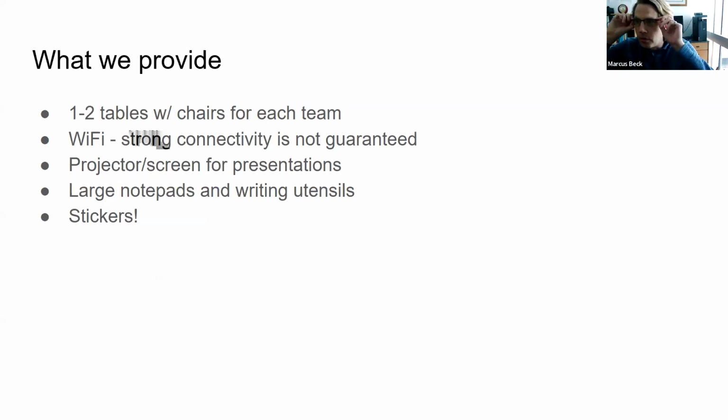So in this slide and the next, I'm going to explain what we are going to provide to you at the event and what you as a team and your team members need to bring at the event. The venue space is quite large. We can actually have up to 120 people there. I don't think we're going to reach that number, so there should be plenty of space, but each team is going to have 1 to 2 tables set up with chairs spaced around. That's going to be your working space for the day.